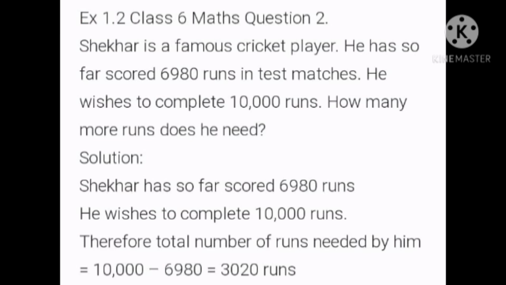Let us see the second question. Shekhar is a famous cricket player. He has scored 6,980 runs in the test matches. He wishes to complete 10,000 runs. How many more runs does he need? So far he has scored 6,980 runs. What is his wish? He wished to score 10,000. So we need to subtract both the numbers to get the runs he has to score to reach 10,000. So 10,000 minus 6,980 gives you 3,020 runs.